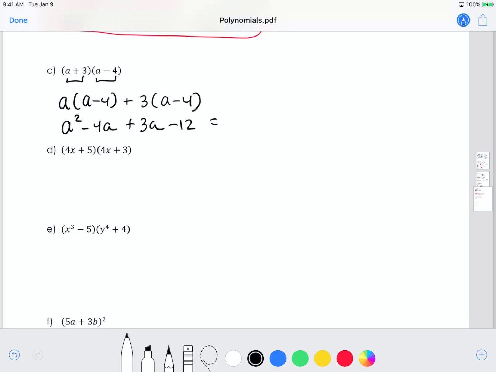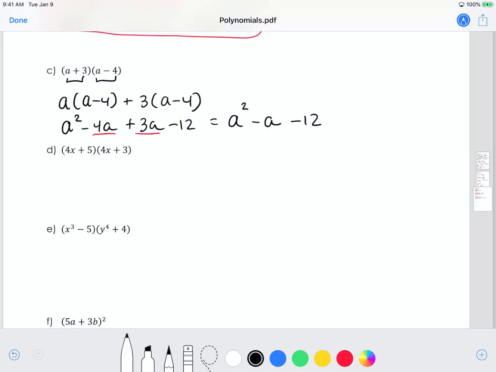And then I combine my like terms. And the only terms here that I have that are alike are the a's. So I'm going to copy over the a squared. I'm going to combine the minus 4a and the 3a. That gives me a minus a. And then bring down the minus 12.